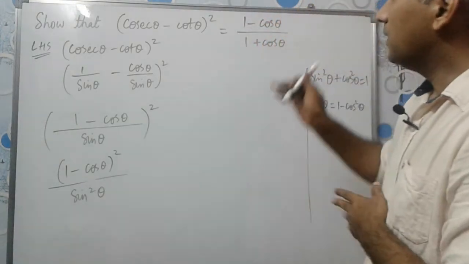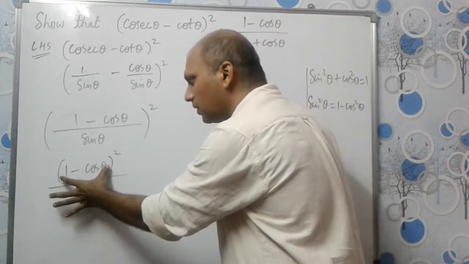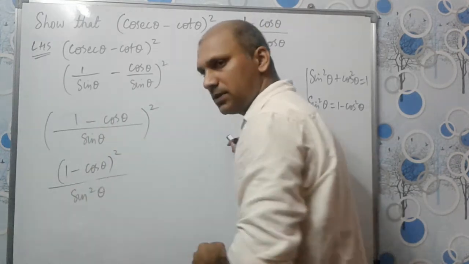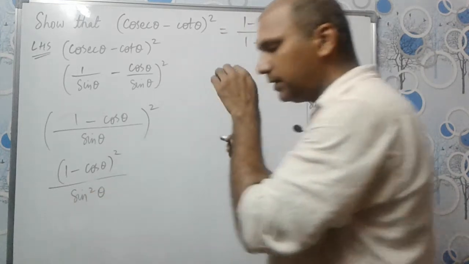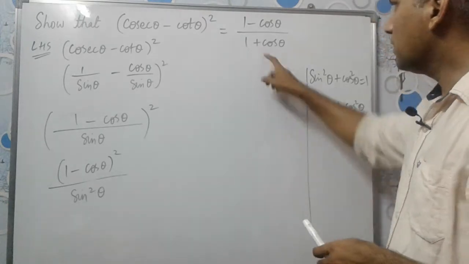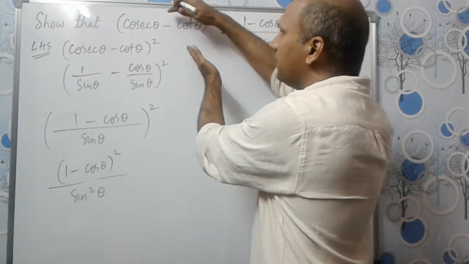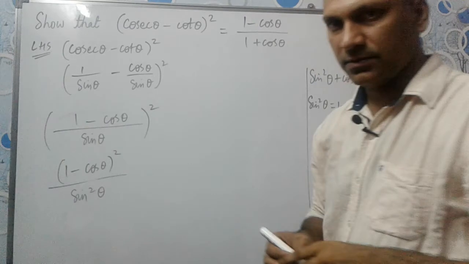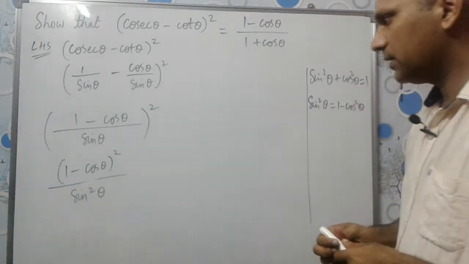Now you must be wondering, why are we doing this? In RHS we have cos values, 1 minus cos. We got 1 minus cos here as well. So we need to convert this sine square in terms of cos, because in the denominator we have 1 plus cos. So we need to observe the left hand side and the right hand side. From the left hand side, how can we get the right hand side? We should utilize the formulas and identities.